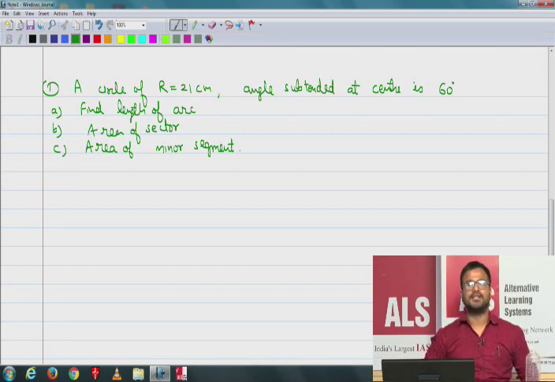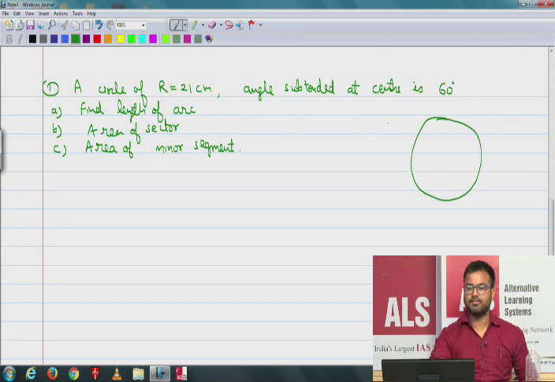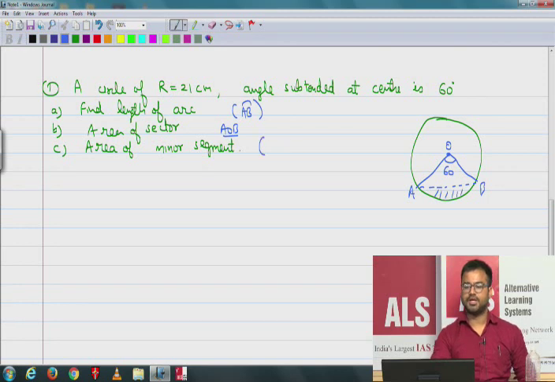The angle subtended at the center is 60 degrees. The radius of the circle is 21 centimeter. Three things you have to find: the length of the arc, or let me draw the diagram also. It will be like this. This angle is 60 degrees, and let's say this is A, O, and B. So the length of arc means you have to find this arc AB, the area of sector AOB, and the area of minor segment, which is this shaded region.